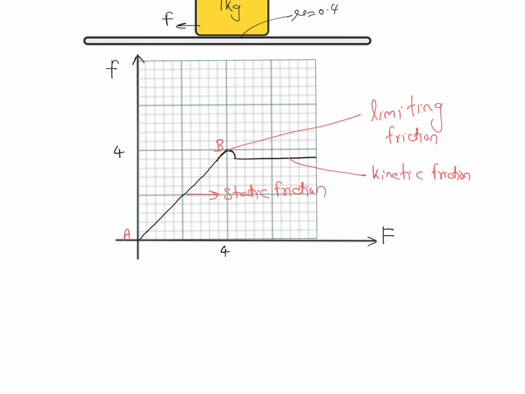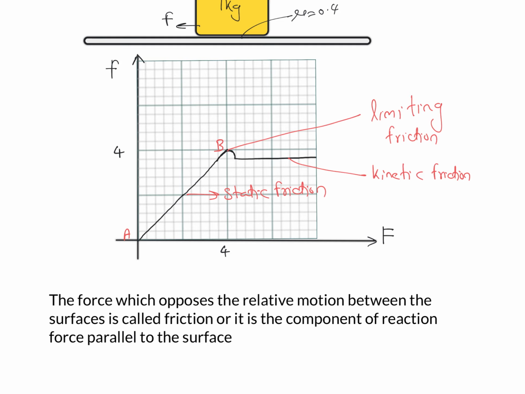So just remember that the kinetic friction is slightly less than the limiting friction. If they are not given any separate coefficient of friction for kinetic friction, then we can take it as the same as the value of limiting friction, but there will be a slight decrease in the value of kinetic friction as compared to limiting friction. So remember these basic things related to friction. The force which opposes the relative motion between the surfaces is called friction, or it is the component of reaction force parallel to the surface.